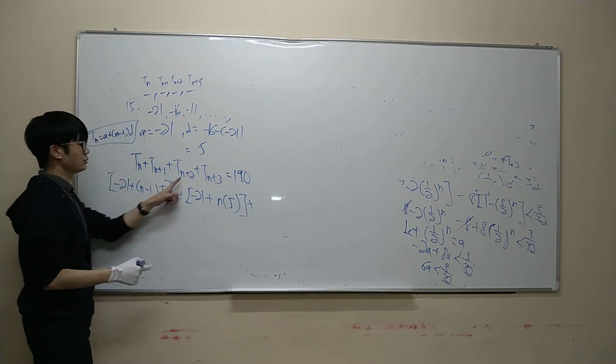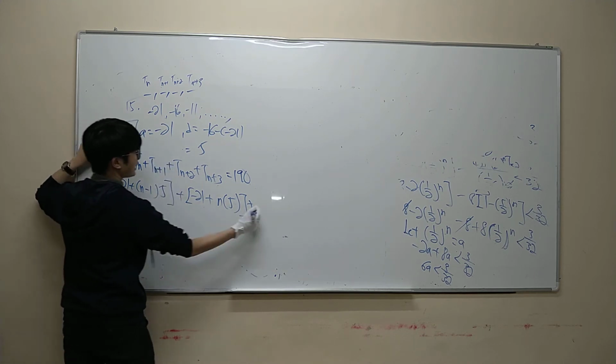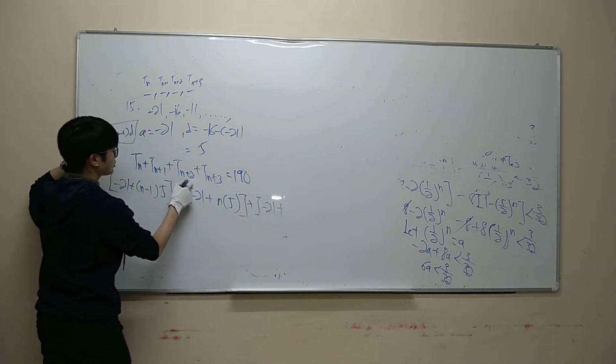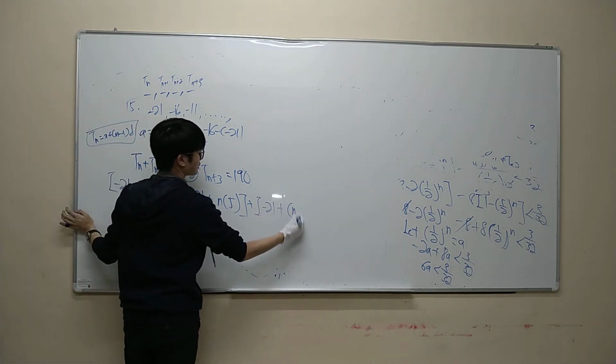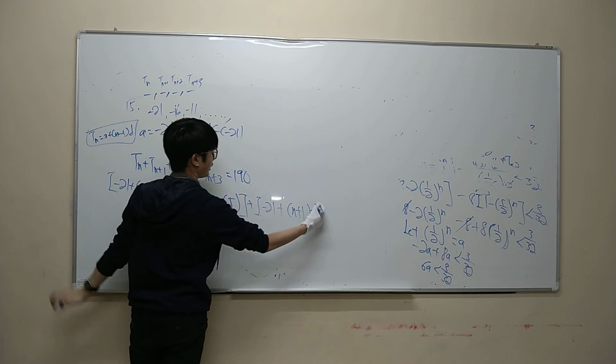Plus Tn plus 2. Same thing. A plus n minus 1d. A is negative 21. Plus n minus 1. The n is n plus 2. What is n plus 2 minus 1? So it's n plus 1. And then the d will be 5.